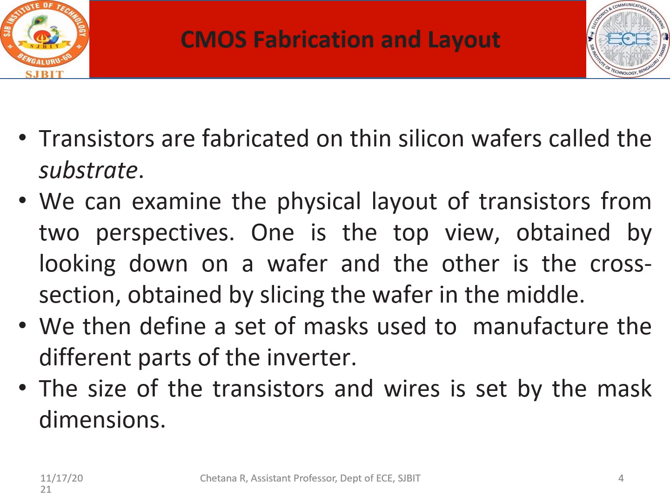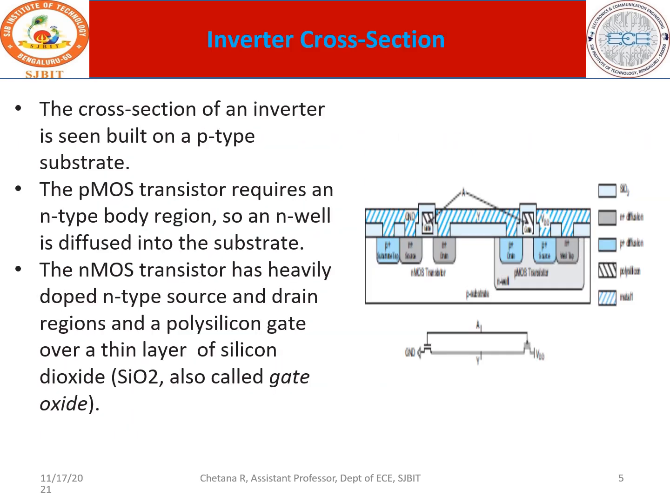Along with this, during fabrication we are required to have a set of masks. So what are the different masks used in fabricating an IC, and specifically we are talking about a logic gate called an inverter. And what should be the size of the transistors and the wires, as per the mask dimensions. So this is the cross-sectional view of an inverter.